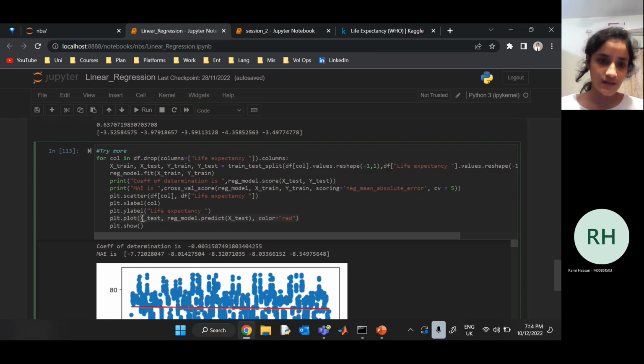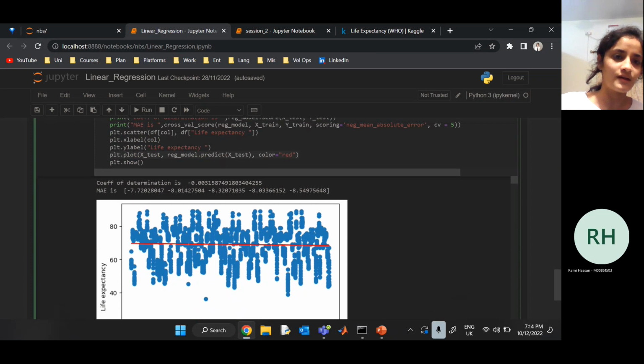So I want a line this time because I want to see the regression line. So I send it the x and y values, the x test and the prediction, and then I made it the color red so you can see it clearly compared to the points. So this is my whole answer.